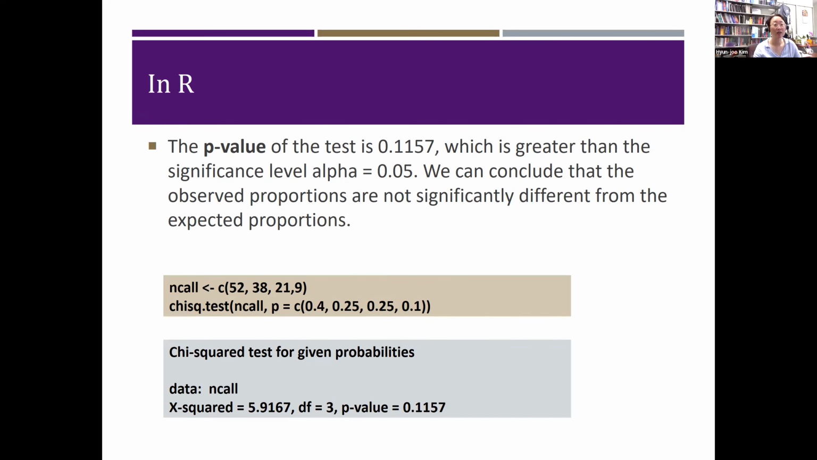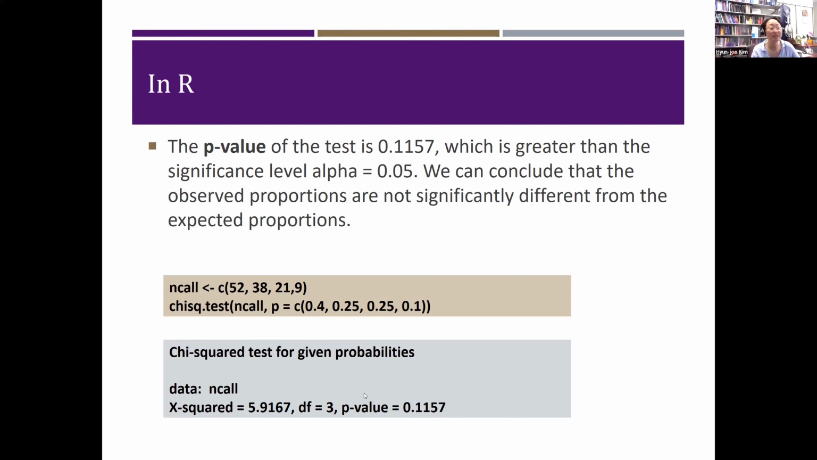In R, the chisq.test function does the chi-square goodness of fit test. We first list the observed value. So n_call is this number of observed values, and the proportion of the specific distribution for p. So here are the values that we are comparing to. The result is shown below in the gray box.